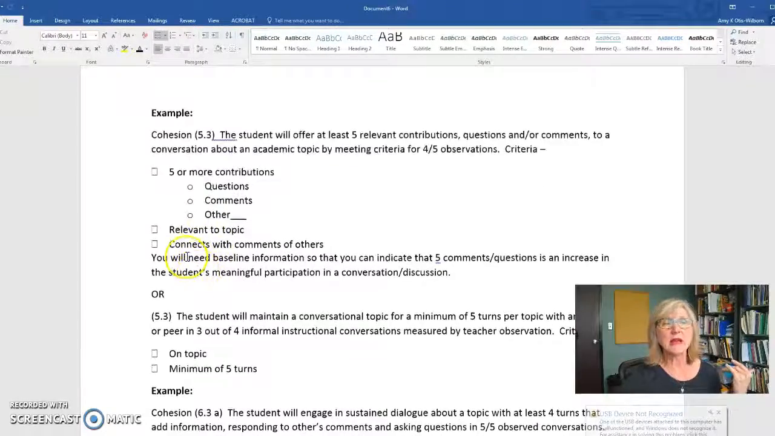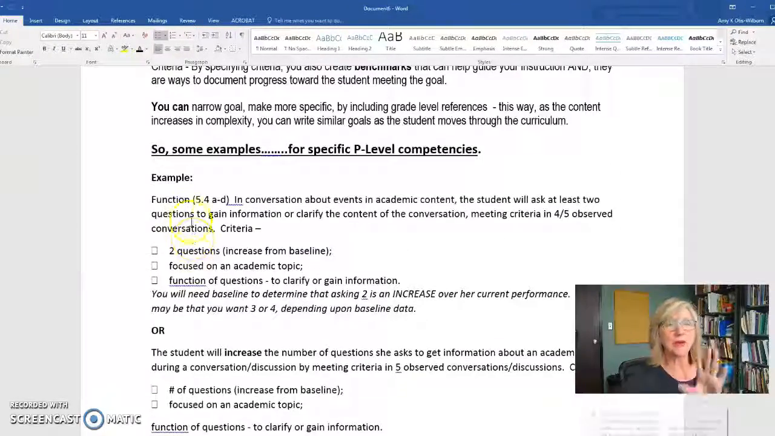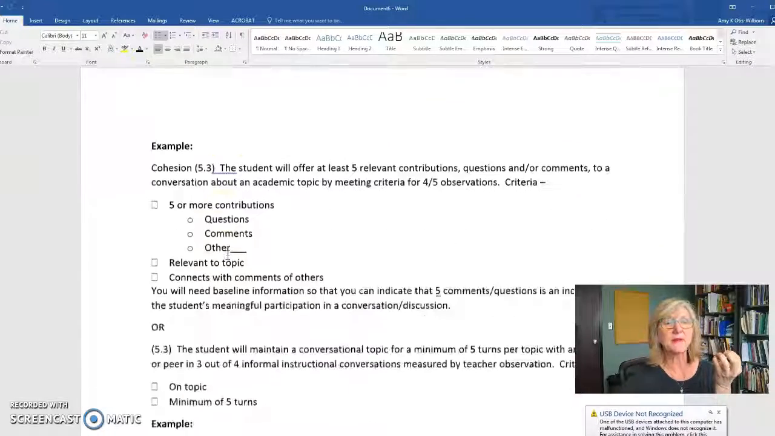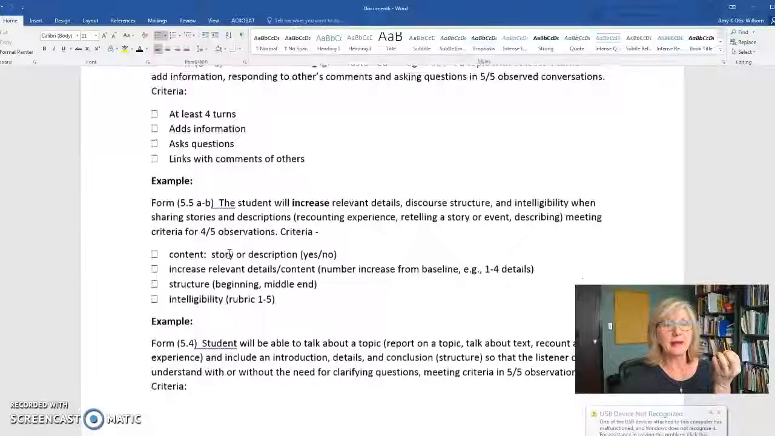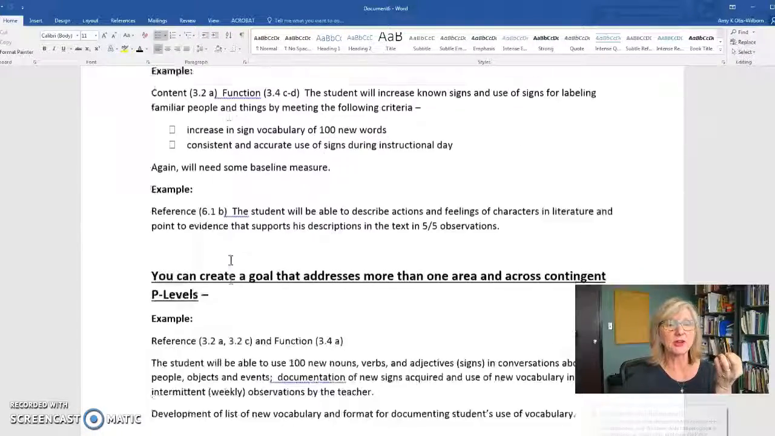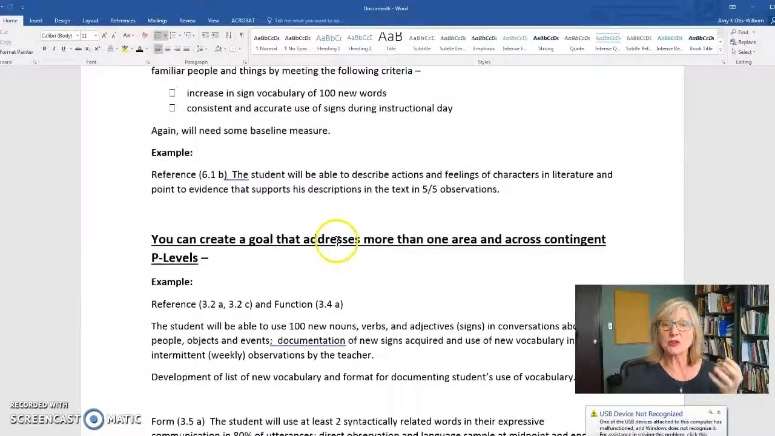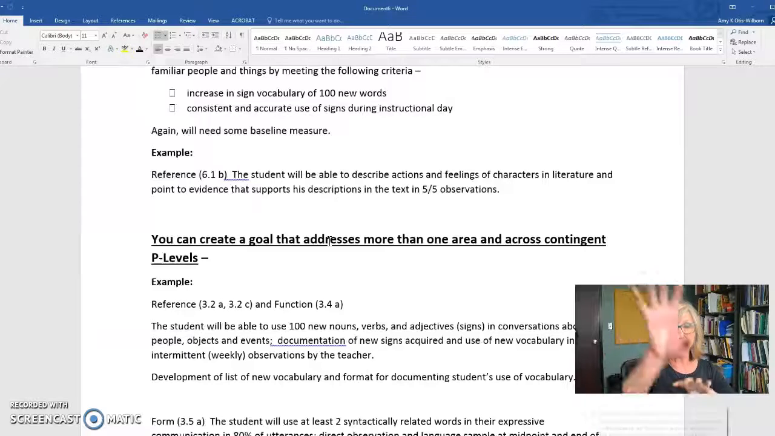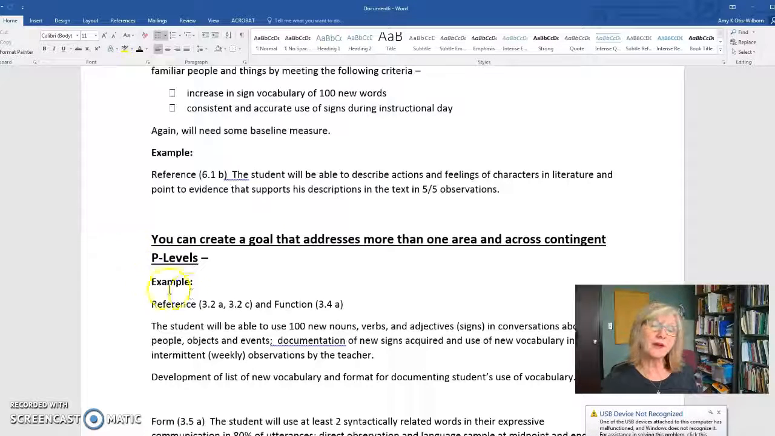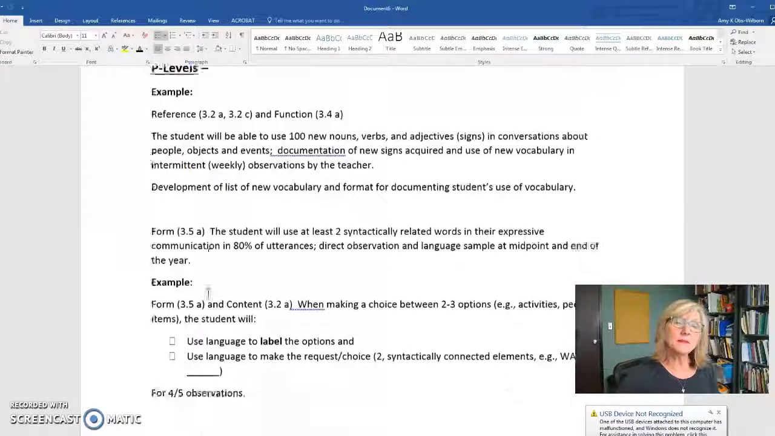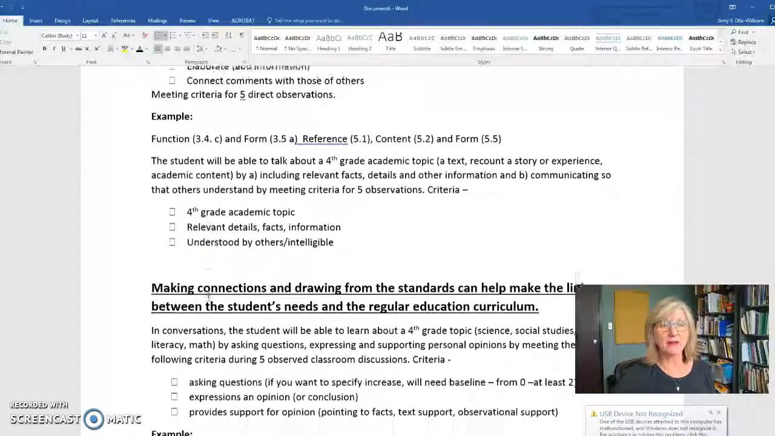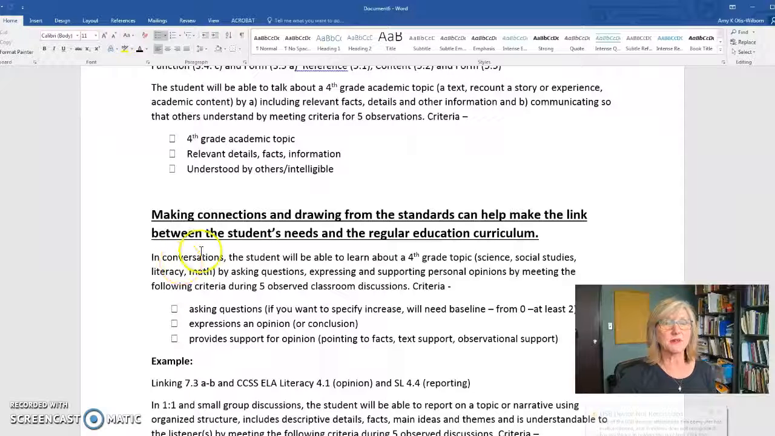So I'm telling you, you can write a goal around 1 P-level competency. I also have some examples where you can create a goal that addresses more than one area, like looking at level 4 and level 5, creating it in the area of function or across areas. And there are some examples of that. You should recognize your examples.